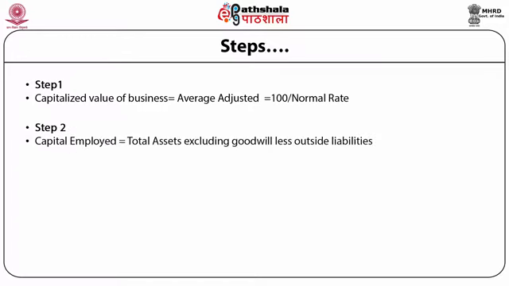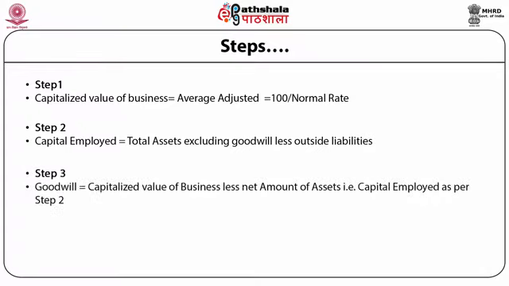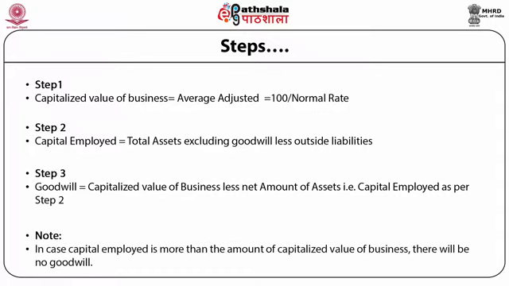In the second step, capital employed, that is total assets excluding goodwill and less outside liabilities, is calculated. In the third step, capitalized value of business less net amount of assets, that is capital employed as per the second step, and with the help of this goodwill is calculated. It is important to note that in case capital employed is more than the amount of capitalized value of business, there will be no goodwill.